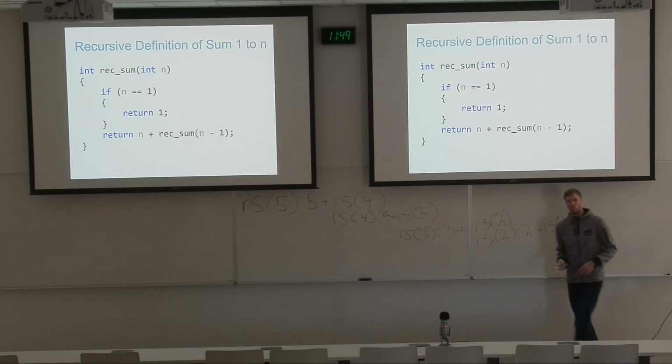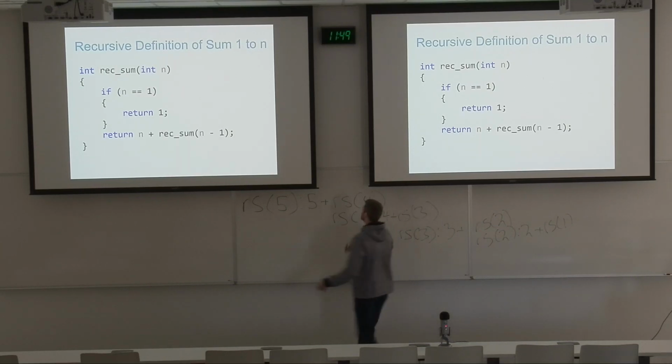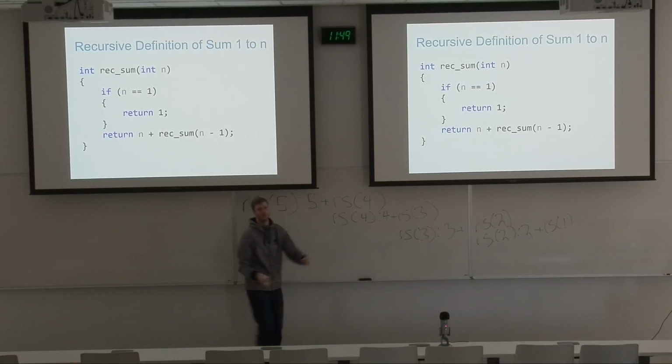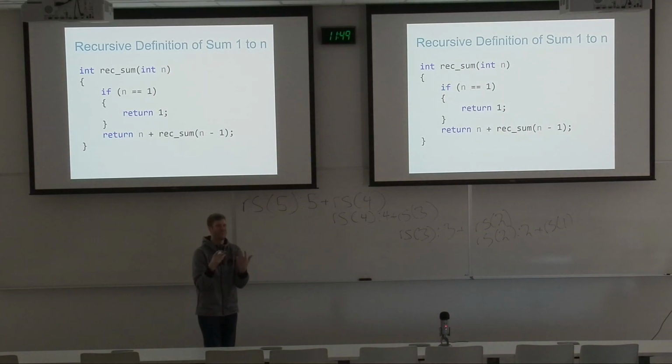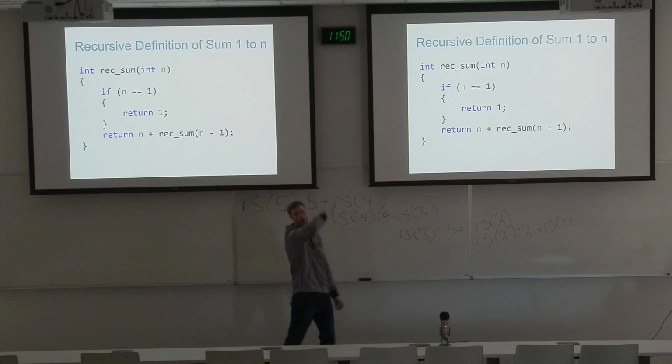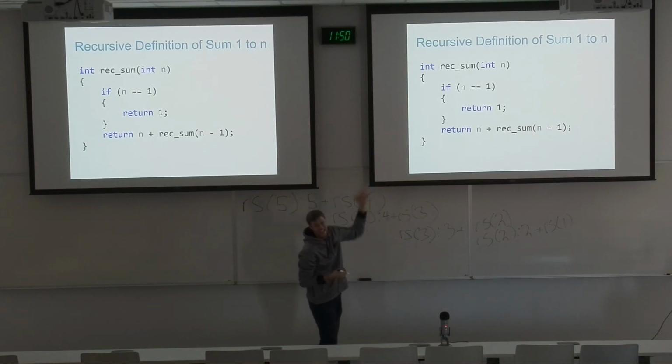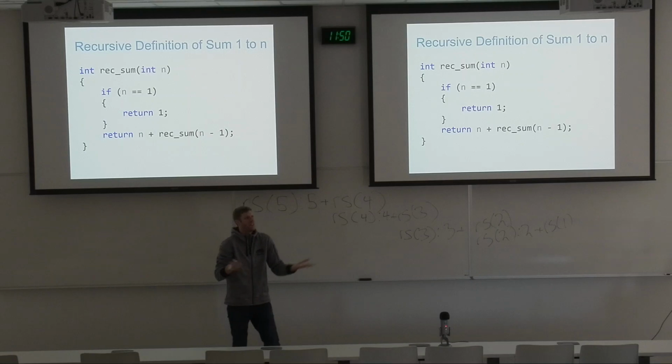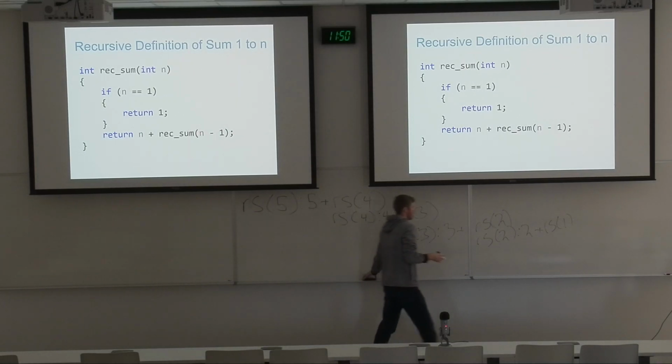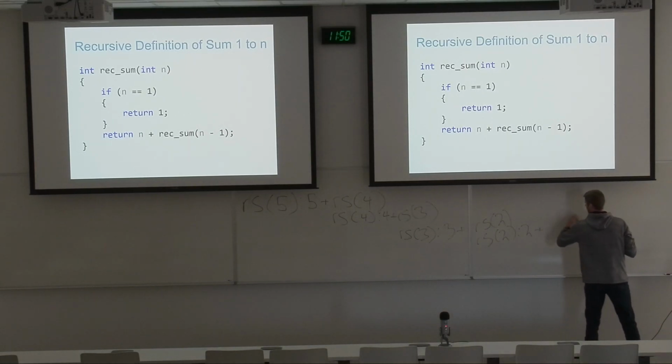But I know rs of 1. And remember, each of these function calls creates a new call frame, which has a new copy of the variable n with a different value. The bottom one is 5, and then 4, and then 3, and then 2, and then 1. But we know the base case, n is 1. So, when n is 1, return 1. Okay, great. So this is now 1.